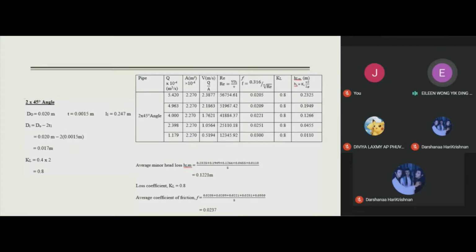So next, the last one is the 45-degree angle. The KL for one 45-degree angle is equal to 0.04. So for 2, we can get 0.8. So overall, we can get the average minor head loss equal to 0.1221 meter, and the loss coefficient is 0.8, and the average coefficient of friction is equal to 0.0237.